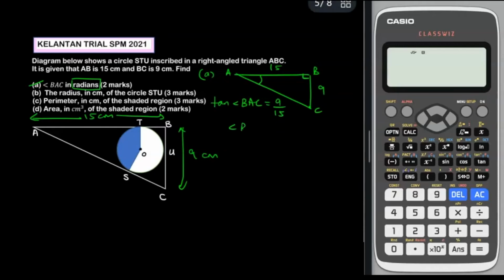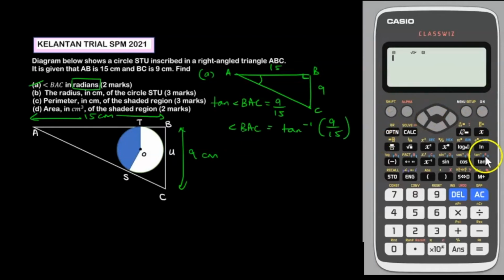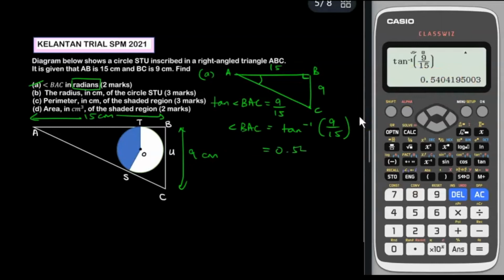So to find angle BAC, we use shift tangent of 9 over 15. Okay, now let's press the calculator. Shift and then tangent 9 over 15, and then close bracket. So we get 0.5404, and this answer is already in radians. So equals 0.5404 and is in radian. Okay, so this is the answer for A.